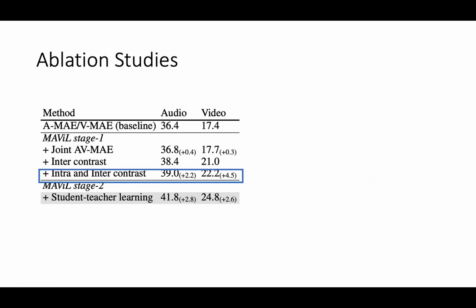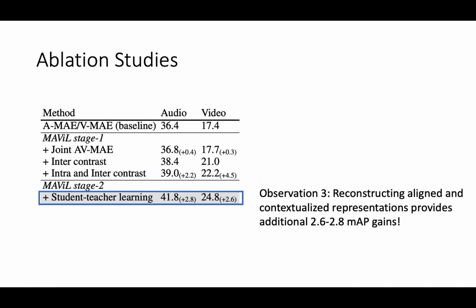And then you can do this multi-stage training where you try to not predict the raw RGB and spectrogram information, but you actually predict the features of the same model trained in the previous stage. And you do this 2-3 times. So these are the main ablations.